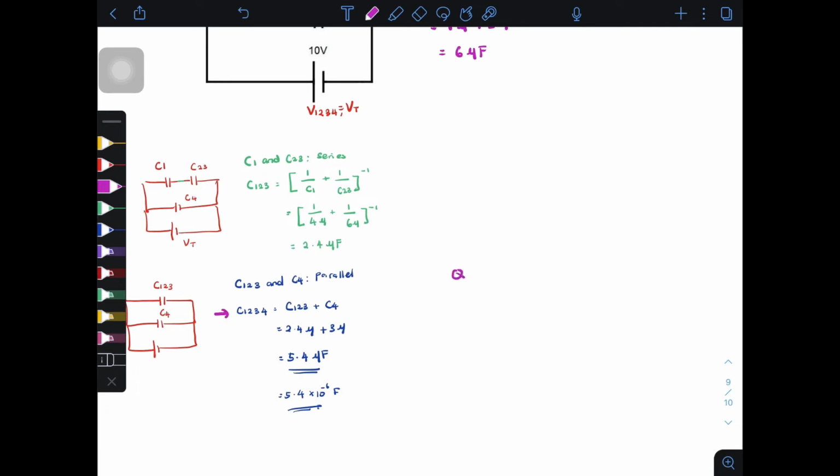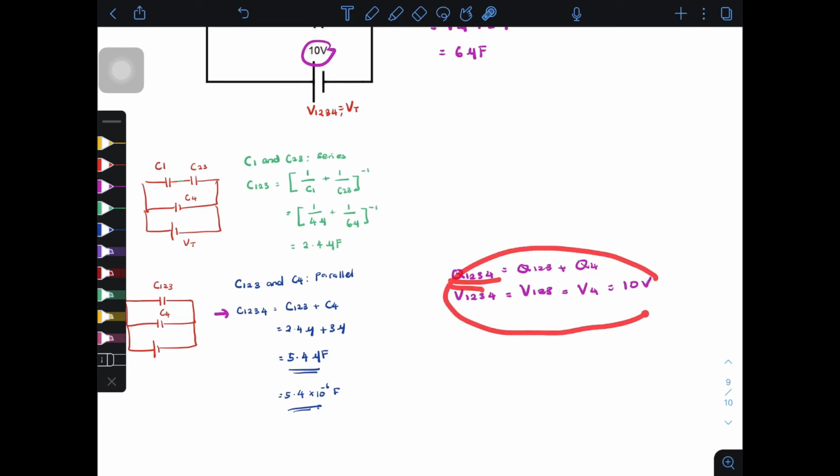Dan Q1234 is equals to Q123 plus Q4. So tak ada Q1 di sini sebab soalan minta Q1 sama dengan berapa. Okay, but we know that V1234 is equals to V123 equals to V4 and V total is equals to 10 volt. Sebab ini ialah V1234 ataupun V supply. Okay, so from here we cannot find Q1. But it's still not solved here sebab kita nak Q1. So tak boleh selesaikan dekat sini, kita pergi ke atas.